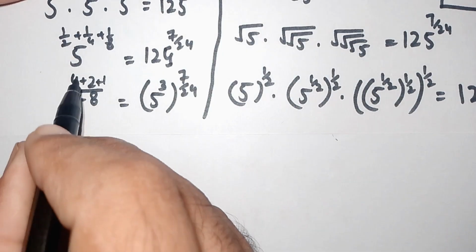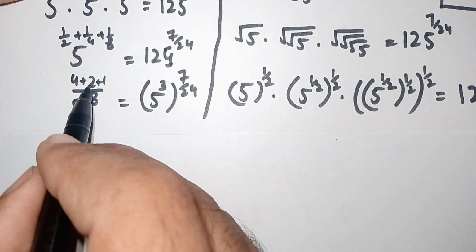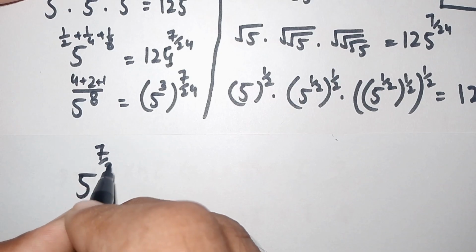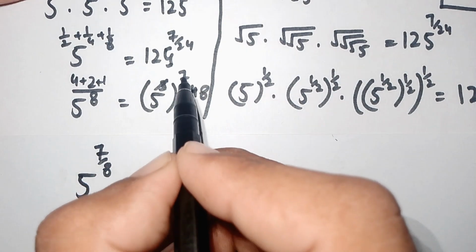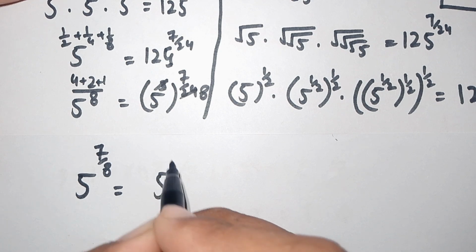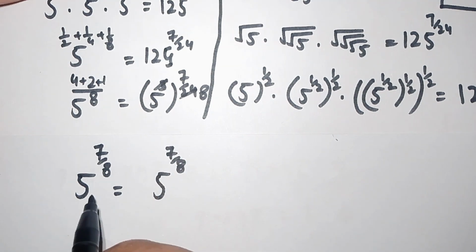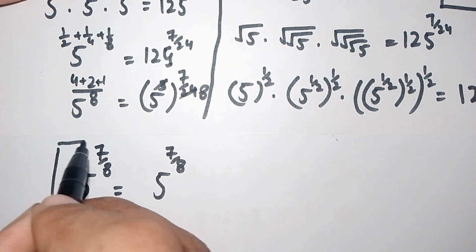5 to the power of 4 plus 2 plus 1 is 7. So here 7 divided by 8 is equal to 5 to the power of, here 3 times 8 is equal to 24, so this will become 7 by 8. So 5 to the power of 7 divided by 8. So this shows that the left hand side is equal to the right hand side.